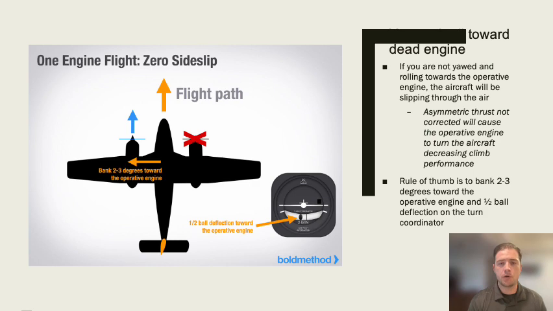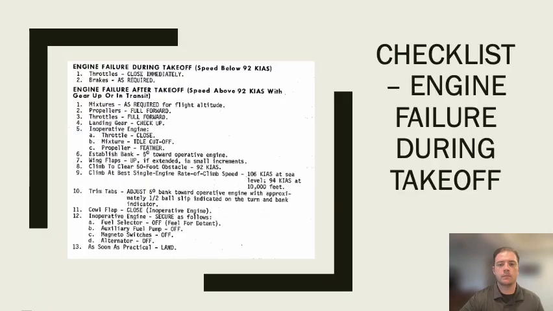If we don't correct it, we're going to be yawing and rolling towards the dead engine. If you are not yawed and rolling towards the operative engine, the aircraft will be slipping through the air. Asymmetric thrust not corrected will cause the operative engine to turn the aircraft, and this is going to decrease climb performance, which in a light twin, if we're pitching for VYSE, we need every foot that we can get. A good rule of thumb is to bank 2 or 3 degrees toward the operative engine and a half ball deflection on the turn coordinator.